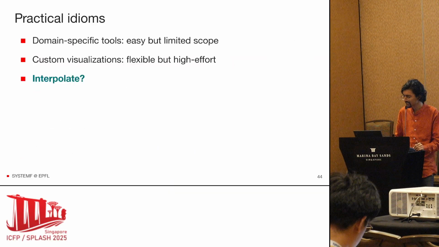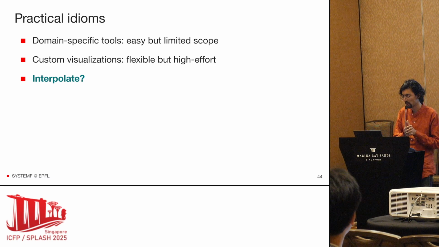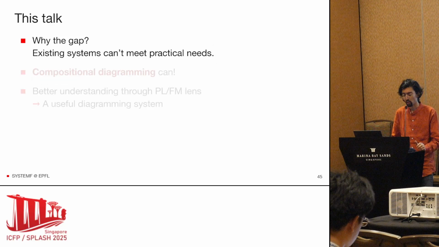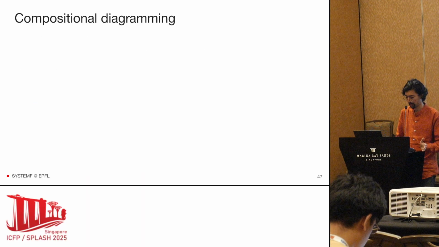But with existing systems, you can either use a domain-specific tool that makes it simple to do a narrow range of things really well, or you implement your whole custom wrapping and styling with a lot of effort, and there's no middle ground. All right, so I've told you about why I think this gap exists, and I think it's because existing systems can't meet the practical needs of programming in theorem-proving environments. Compositional diagramming can, I claim.